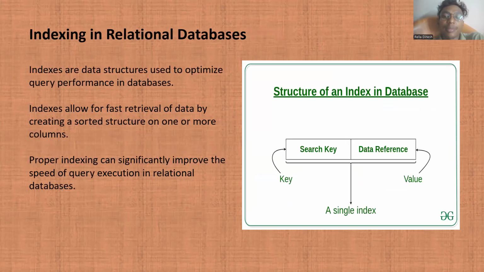Indexing in the relational database. Now we will see how the relational database uses indexes. An index is the combination of a search key and a data reference. The combination of the search key and data reference is known as a single index.